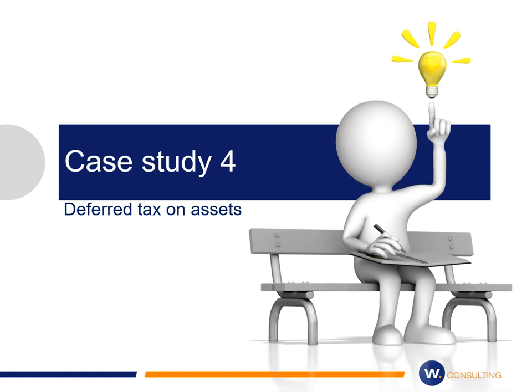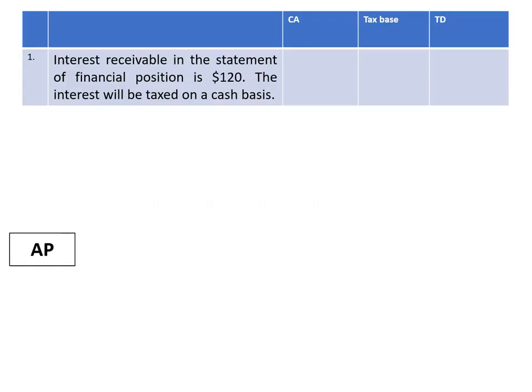Now, let's switch gears and look at deferred tax on assets. This is case study number 4. Interest receivable in the statement of financial position is 120. The interest will be taxed on a cash basis. What is our carrying amount? For accounting purposes, we've already been told what our carrying amount is. It's 120.